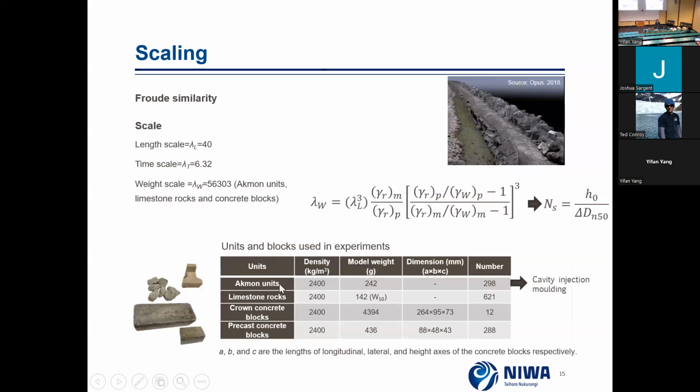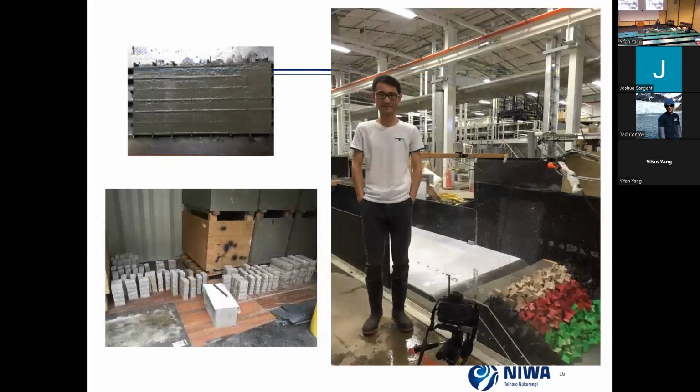The Ekman units, we made using a technology called cavity injection molding. And for these rocks, I made them by myself, which is quite laborious work. Just look at that. It's laborious and difficult because we want to keep the density as well as the weight for a single block. So I made them in a container in the lab. After construction, do a selfie.